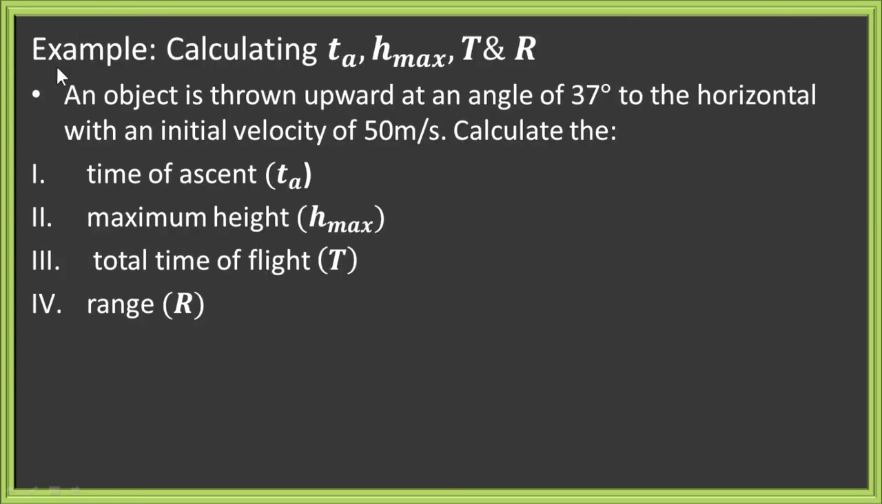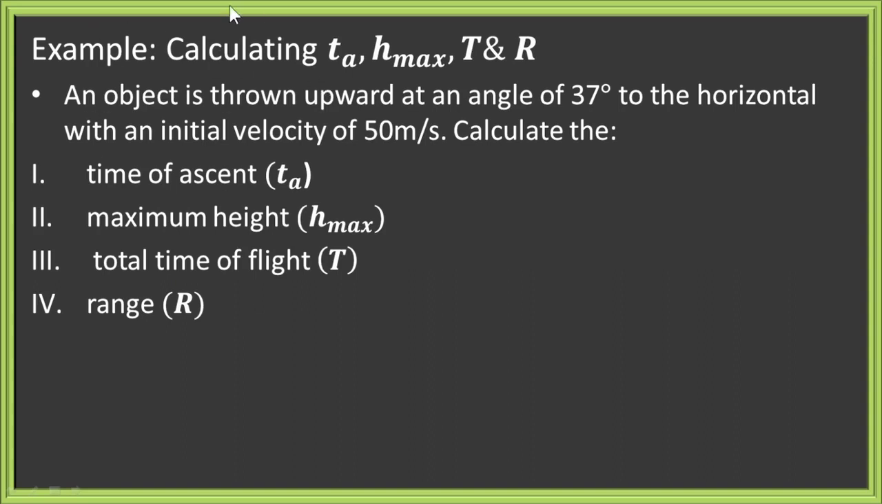Let us do an example. Calculating time of ascent, maximum height, total time of flight, and range. An object is thrown upward at an angle of 37 degrees to the horizontal with an initial velocity of 50 meters per second. Calculate the time of ascent, maximum height, total time of flight, and range.